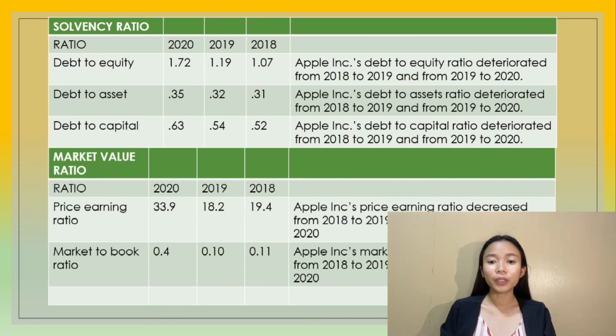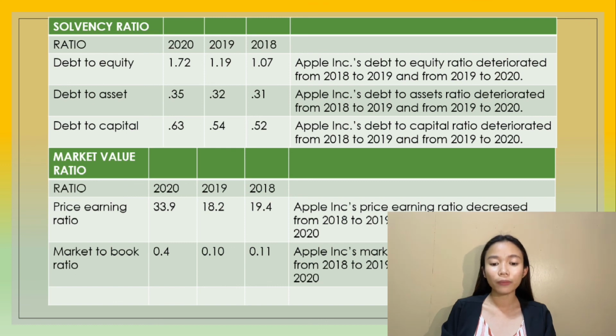So now we have the market value ratio. First one is the price earning ratio. Price earning ratio helps investors analyze how much they should pay for a stock based on its current earnings. As to data, Apple Incorporation's price earning ratio decreased from 2018 to 2019, but increased from 2019 to 2020. This means that for every $1 of earnings, investors are willing to pay 33.9.